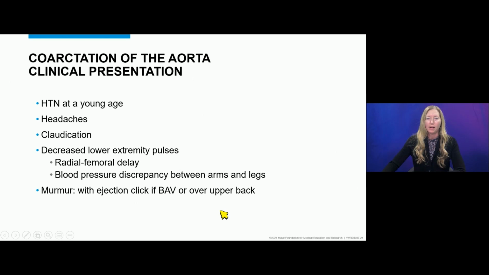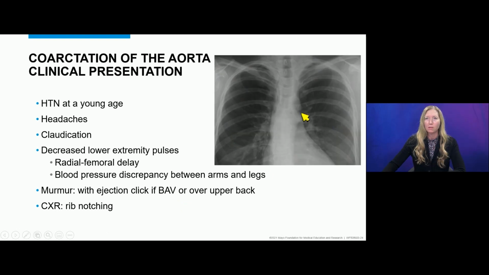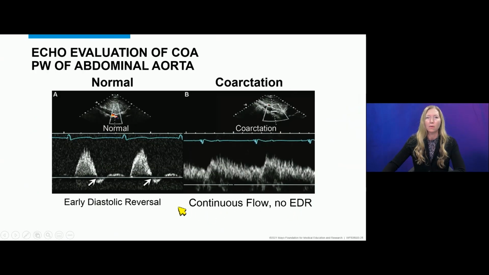On exam, they might have an ejection click if they also have a bicuspid valve, or they might have a murmur over the upper back from flow through that coarctation segment. One clue in the adult patient with long-standing coarctation is rib notching, and so you can see that here. You get these notches in the underside of the ribs due to the presence of collaterals.